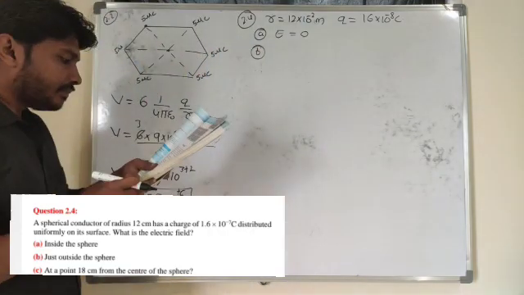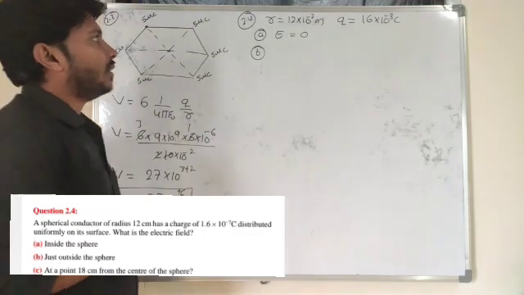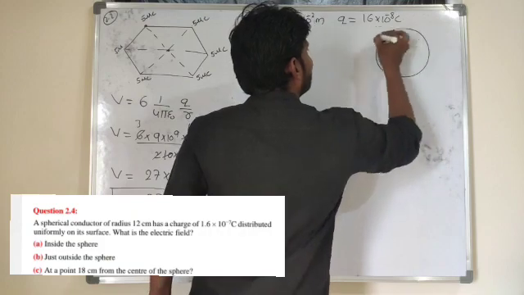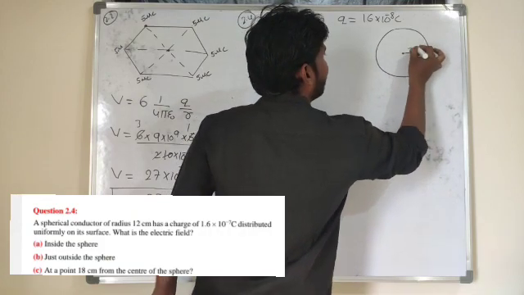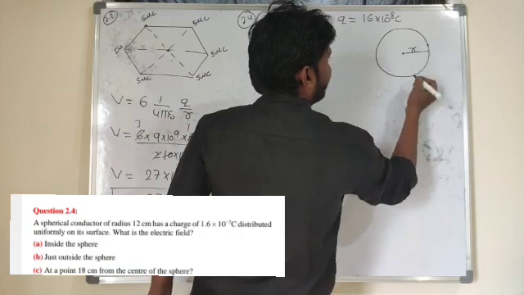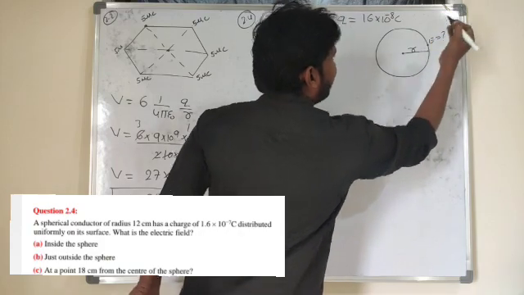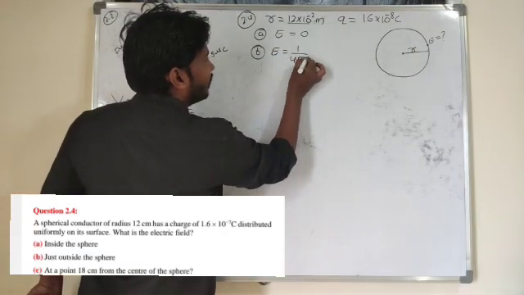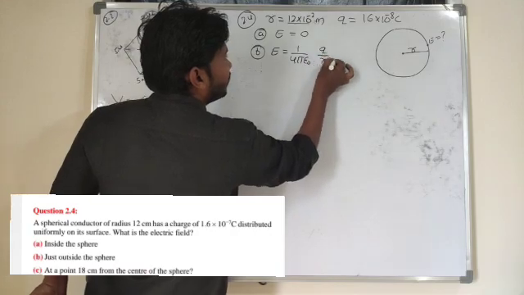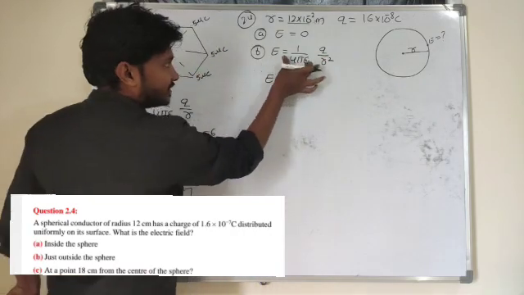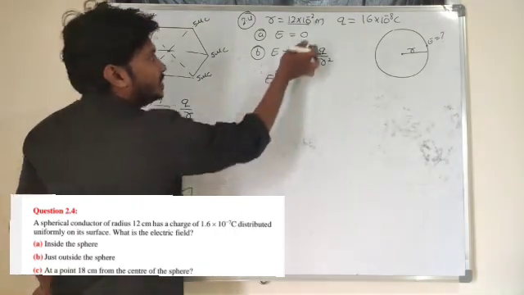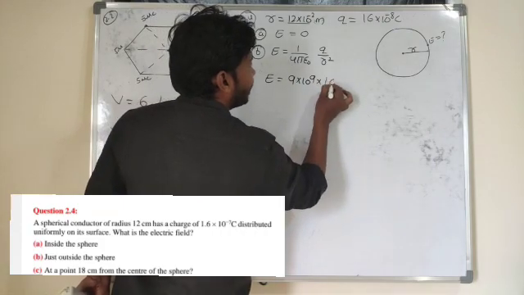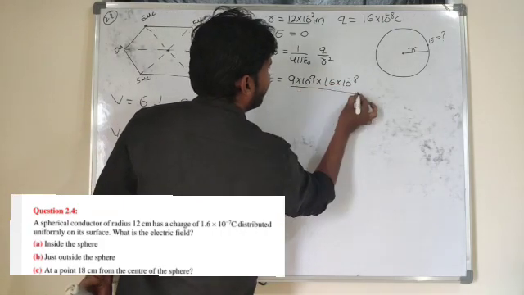And the second one, just outside the sphere, meaning at radius R. For example, this is one sphere and they mention R here. They ask us to find the electric field on the surface. I have the generalized formula for electric field, 1 by 4 pi epsilon naught Q by R square. Don't get confused here, this is about field and that is about potential. 1 by 4 pi epsilon naught value is 9 into 10 to the power of 9, and the charge value is 16 into 10 to the power of minus 8.